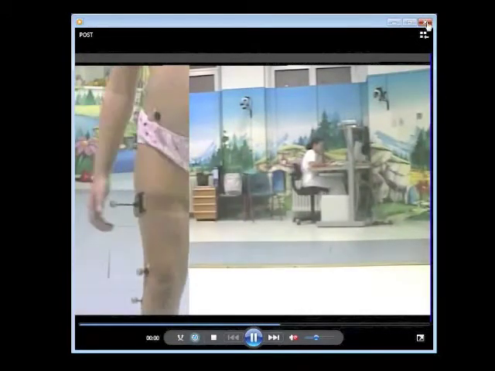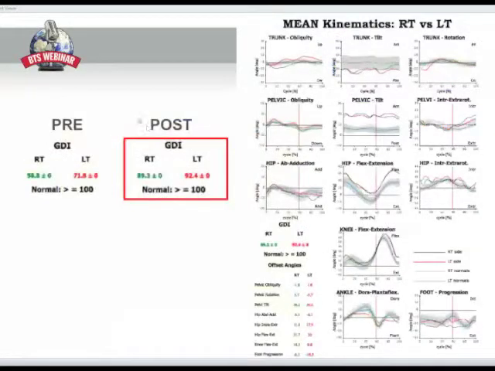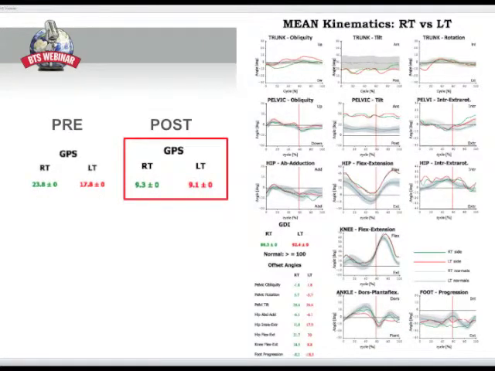Now I'm going to show you also the 3D data. So now you should be able to have a look at the 3D gait analysis. And here we have the information about the GDI. So we see that we get an improvement in the index, which now increased from a pre-value of 70 to a value around 90 for both the sides. So it was a good result from a global point of view. If we look at the GPS value, we get more or less the same information.